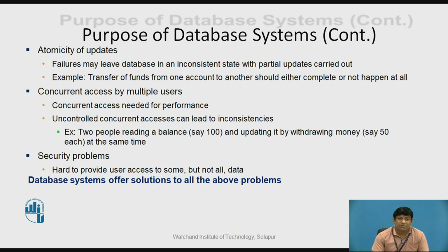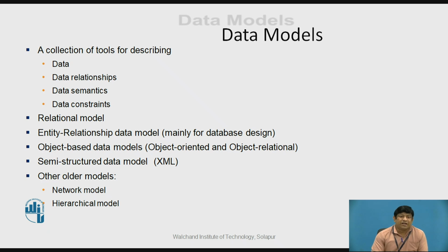Here we can consider an example: two people reading a balance, say 100, and updating it by withdrawing 50 each at the same time. There is a security problem also. It is hard to provide user access to some but not all data. Database systems offer solutions to all the above problems we discussed. That's why we have to consider database systems.